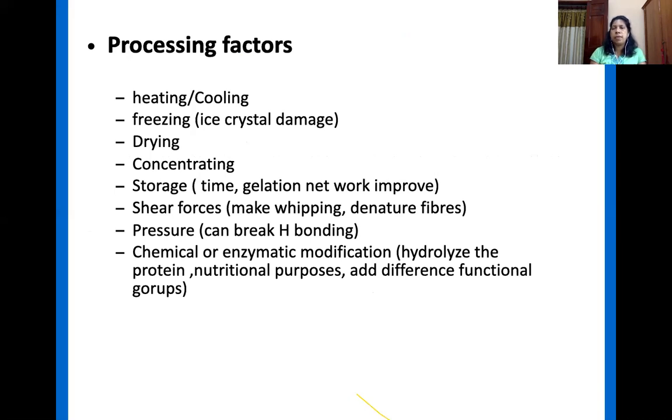I have discussed the processing factors in detail, and I think you can understand that. Please learn these things, study them one by one.